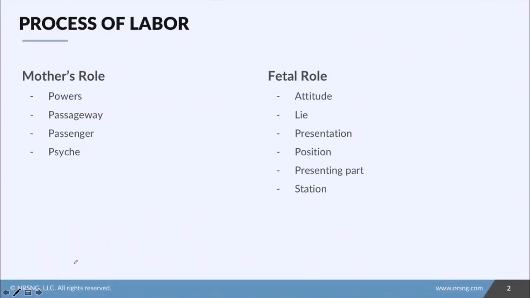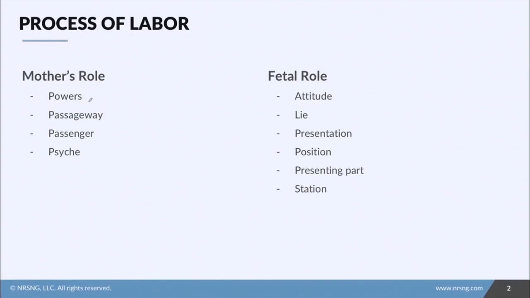In this lesson, I'm going to be explaining the process of labor and your role in providing care for a patient during this process. So in this process, there is a maternal role and a fetal role, and they work individually, but come together jointly to be successful.